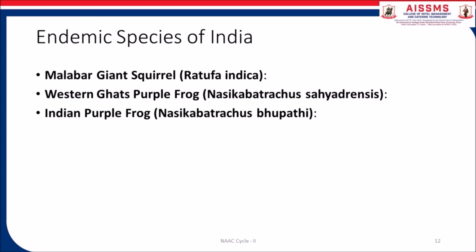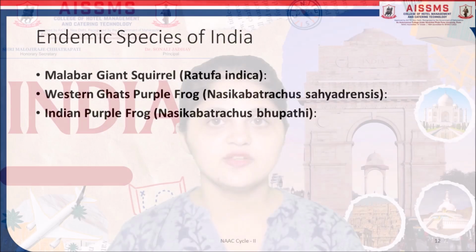Indian purple frog. Endemic to the Western Ghats, the Indian purple frog is known for its unique appearance with a bloated body and pointed snout. It spends most of its life underground and emerges only briefly during the monsoon season. This species is threatened by habitat loss and degradation.